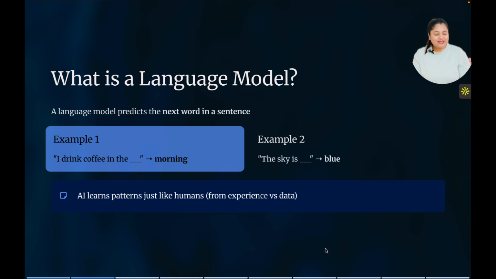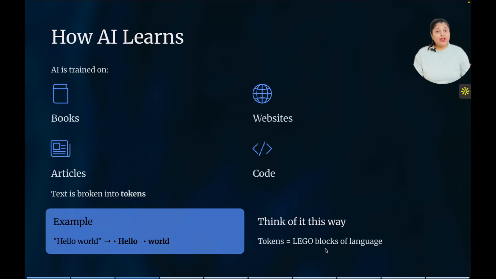Let's learn from another example. If I say "the sky is," you instantly think blue, not because you calculated it, but because you have learned this pattern from experience. AI does the same thing, but instead of experience, it learns from data. So, where does AI learn all these patterns from? From a massive amount of data. We are talking about books, websites, articles, code, conversations, so basically a large portion of data.